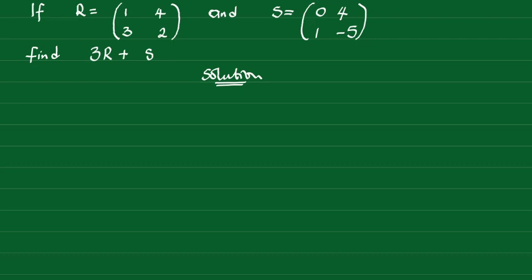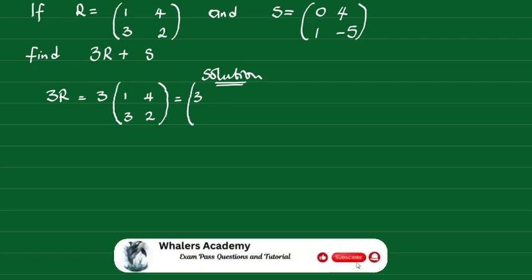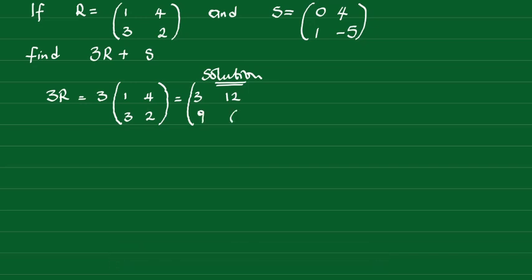First things first, we look for the value of 3a. The value of 3a is equal to 3 times (1 4 3 2), which is equal to (3 times 1 we have 3, 3 times 4 gives us 12, 3 times 3 we have 9, 3 times 2 we have 6).